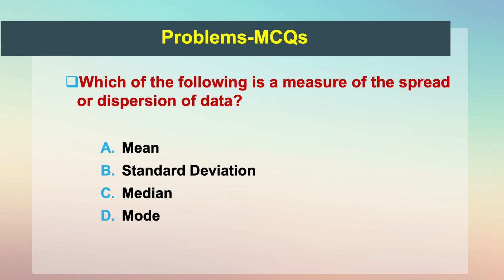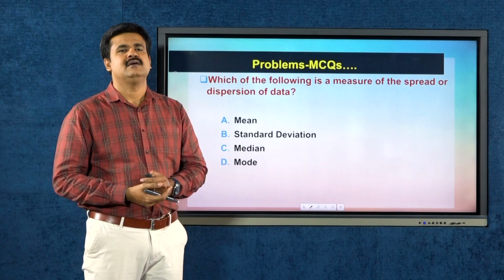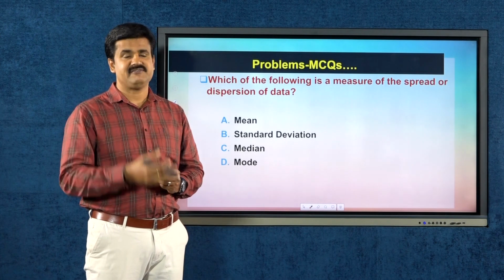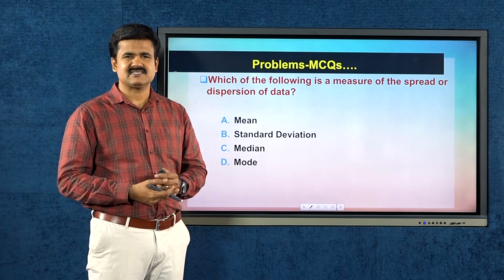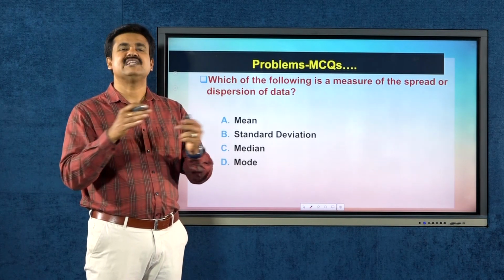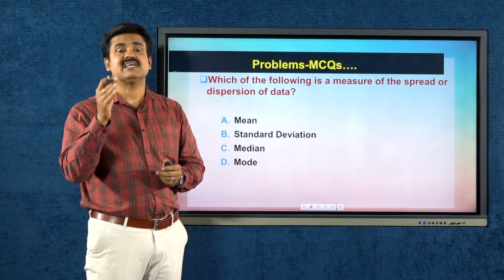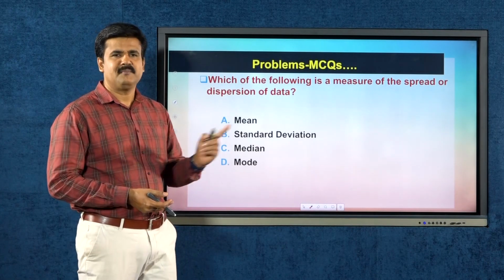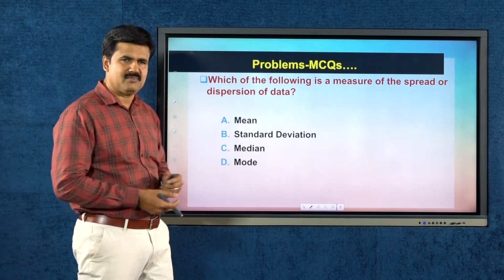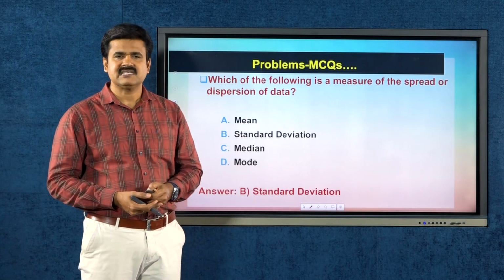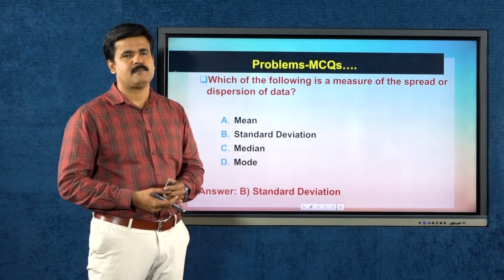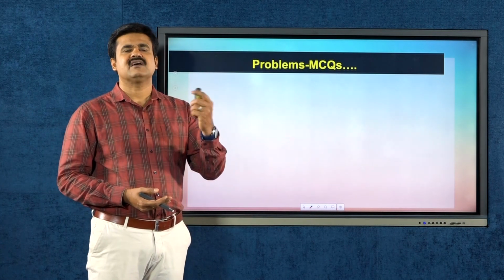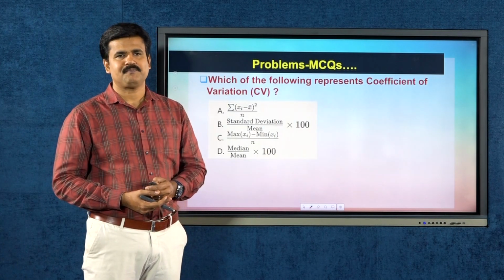Which of the following is a measure of the spread or dispersion of data? You know, standard deviation represents the spread or dispersion of data around a central mean. Among these options, mean, standard deviation, median and mode, the right answer is standard deviation. Now, we are entering into the next problem.